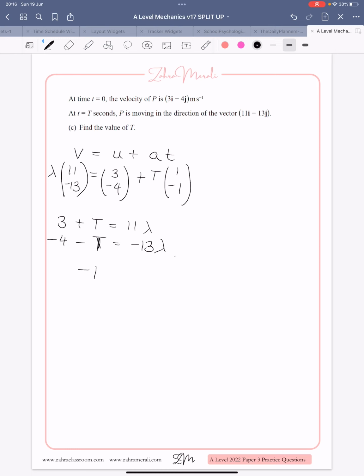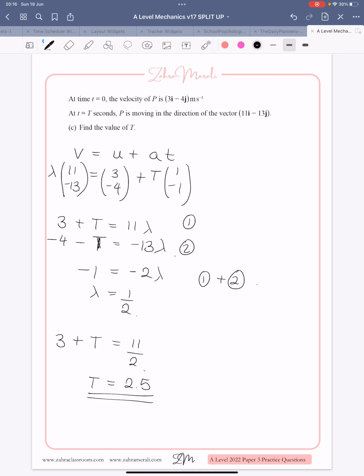That's going to give us minus 1, so 1 and 2. We do 1 plus 2. We're going to get minus 1 equals minus 2 lambda, so lambda is a half. When we substitute that back in, we're going to get our t, so we'll get 3 plus t equals 11 over 2. So t must be 2.5. And there's your final question.